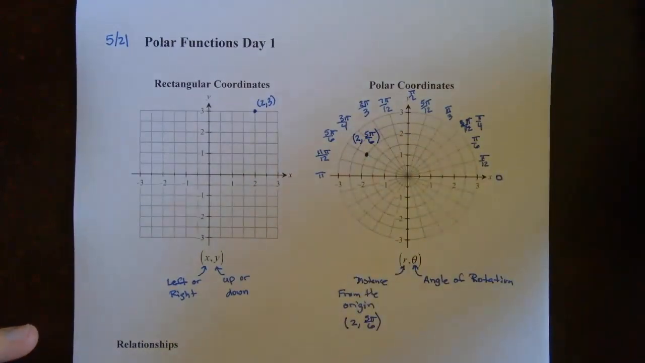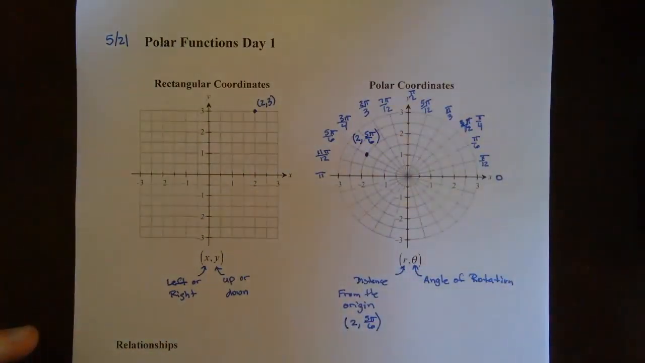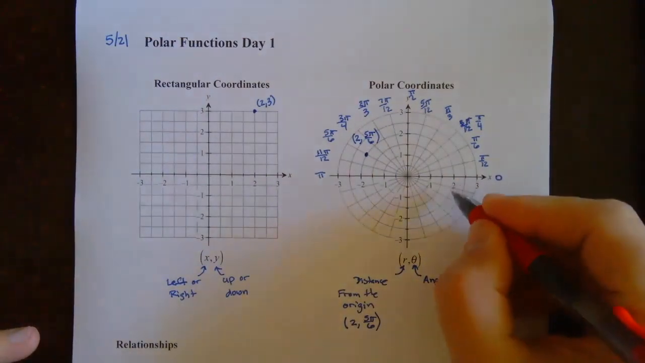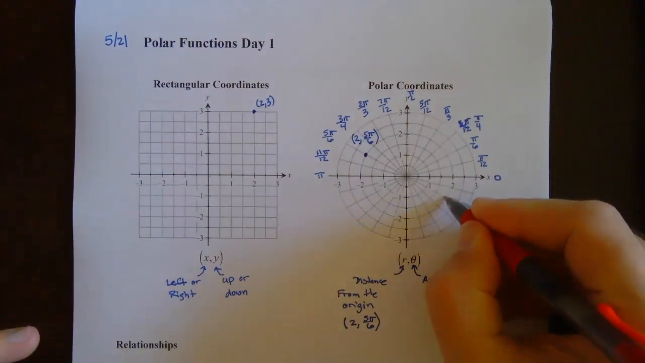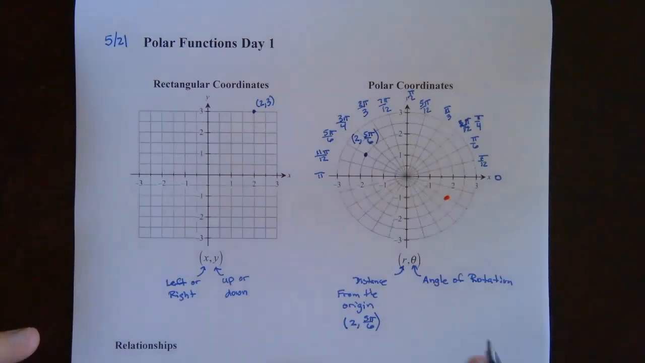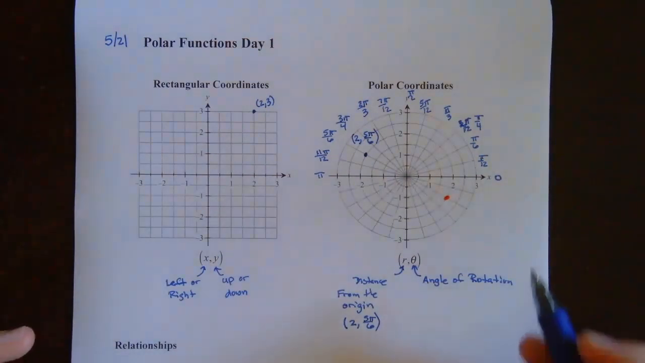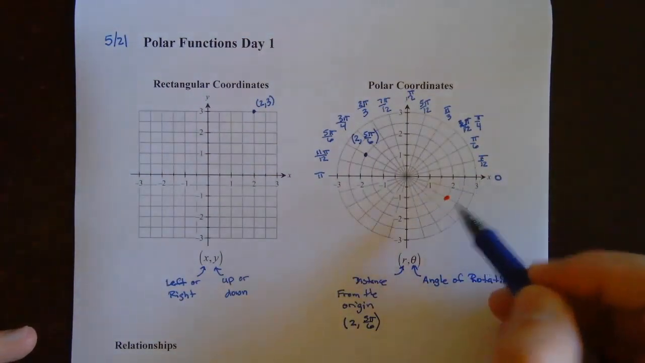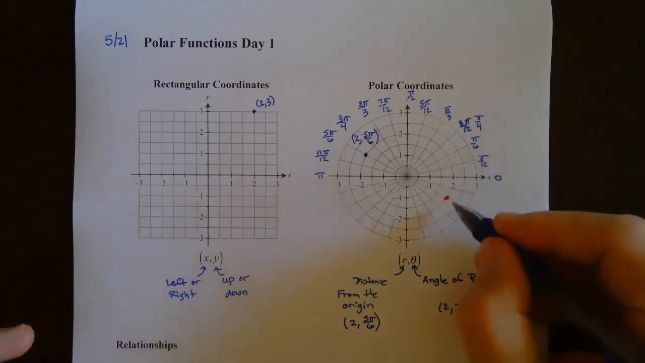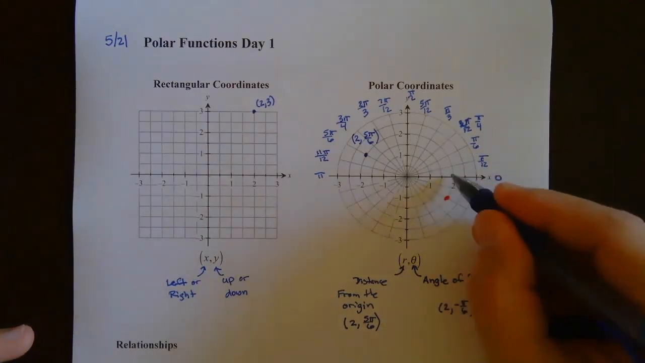Okay, so now I'm going to do another one. What would this point be? Right here. That point right there would be 2 comma negative pi over 6. So this point would be 2 comma, where we rotate negative pi over 6.